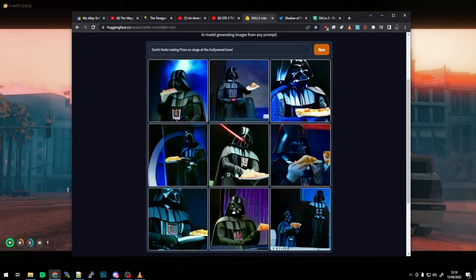I mean, look, Darth Vader eating pizza on stage at the Hollywood Bowl. I mean, it's Darth Vader. There is some kind of pizza here. He's got like a weird bend in his... It's hit and miss, but there it is. He's eating pizza at the Hollywood Bowl. I mean, granted, you could do this with Photoshop better. Why is he... This is actually pretty good. I'm going to post this.